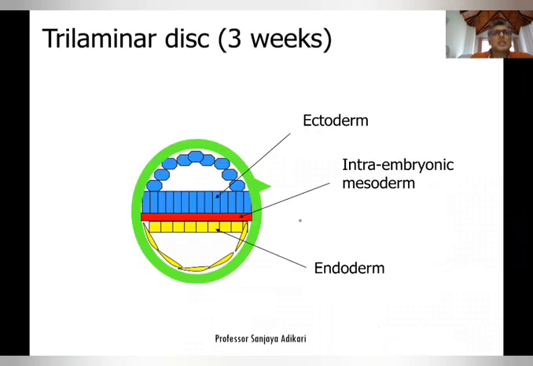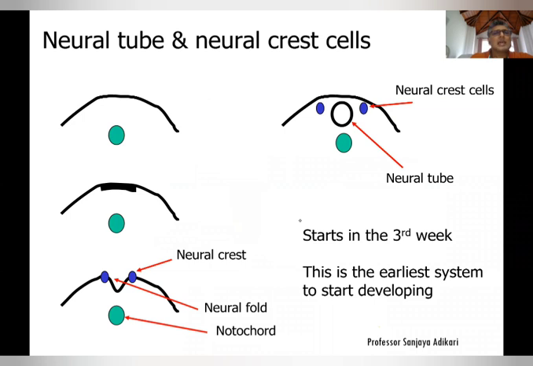This 3rd week is important because immediately after the formation of the 3 germ layers, nervous system development starts. The first step is that, now you have only 3 germ layers, at the posterior, dorsal side, the ectoderm changes and becomes a different layer, which is called neuroectoderm.